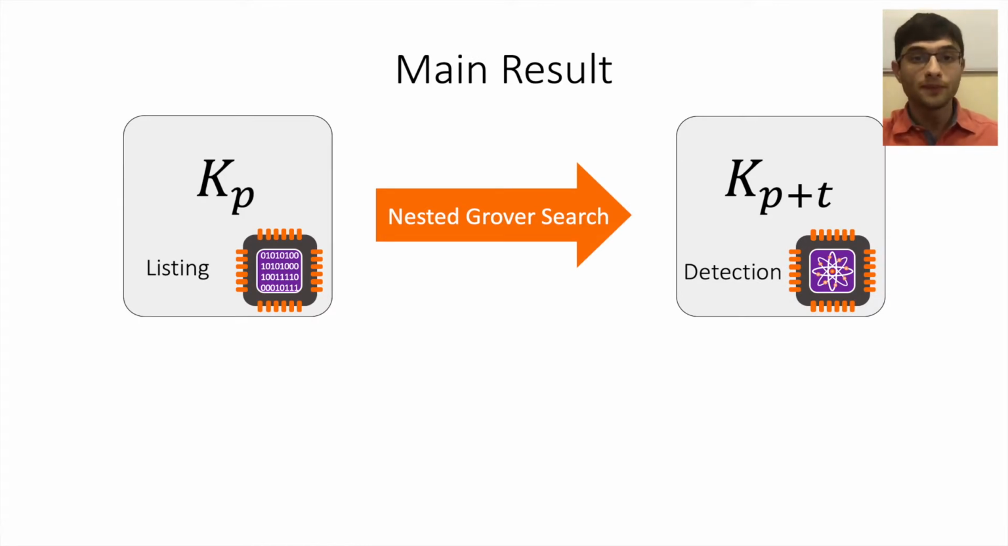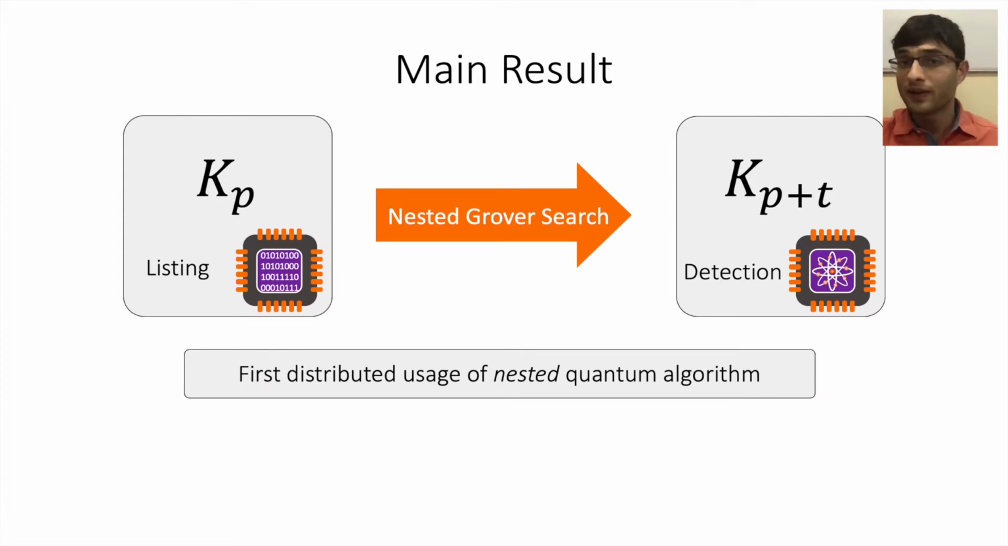What we do here today, we show how to take an algorithm for listing all cliques of a certain size p, for any value p, in the distributed non-quantum setting, and convert it into an algorithm for detecting cliques of larger size in the quantum distributed setting. And we do this through a framework that we call nested Grover search.